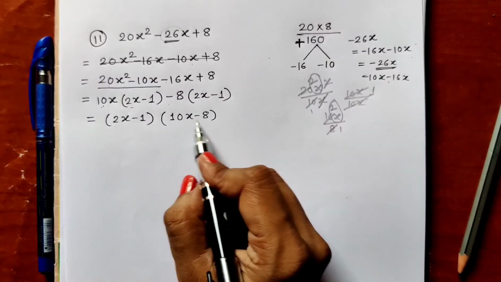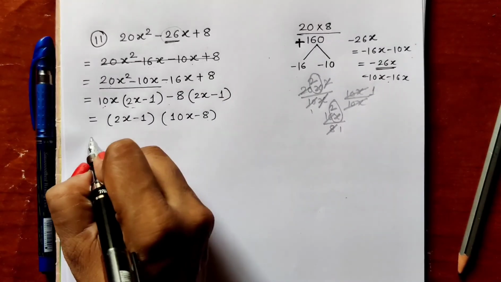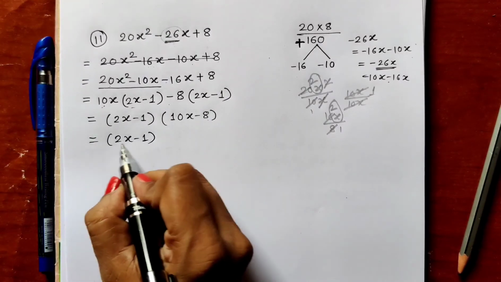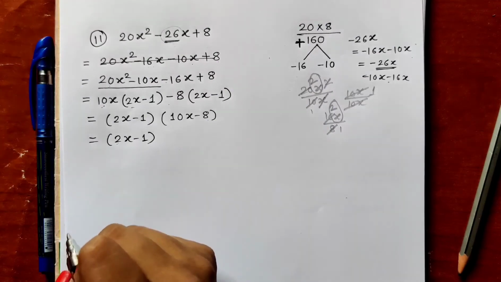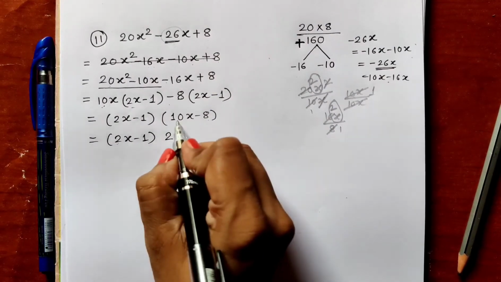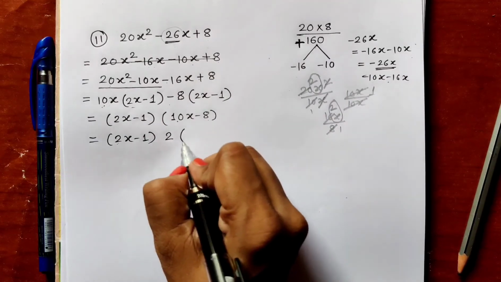Now from 10x, 10 and 8 we can take out common. In 2x minus 1, we cannot take out anything common. Nothing is common in 2x minus 1. But from 10x and 8 we can take out 2 common, because 10 is also divisible by 2 and 8 is also divisible by 2. So we have to take out common.